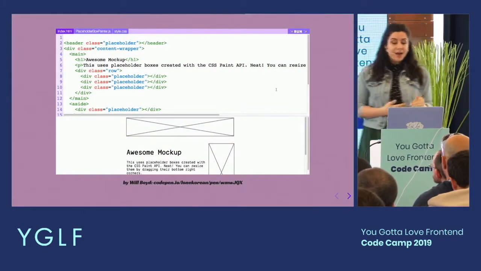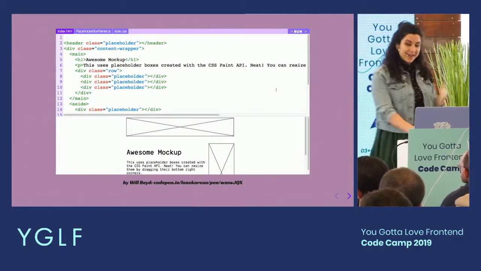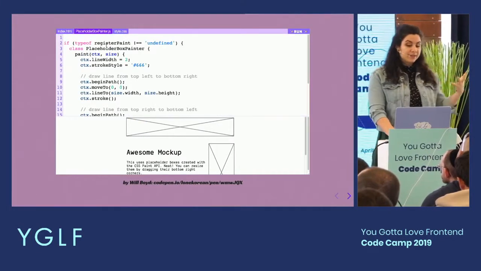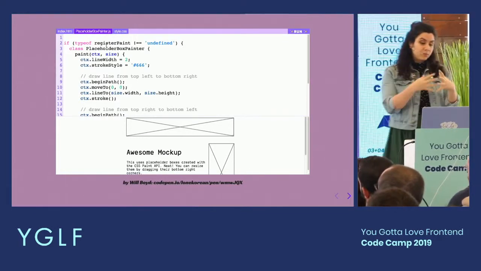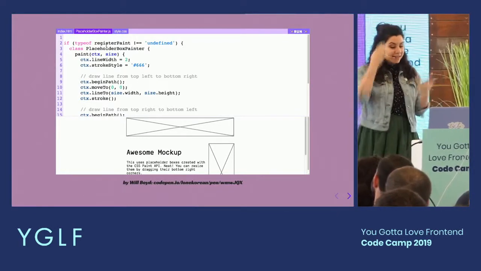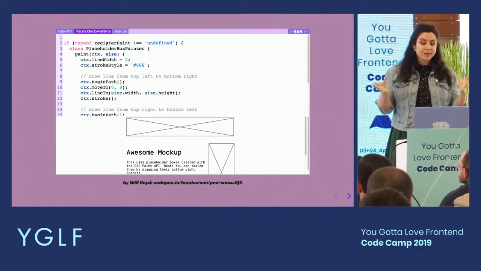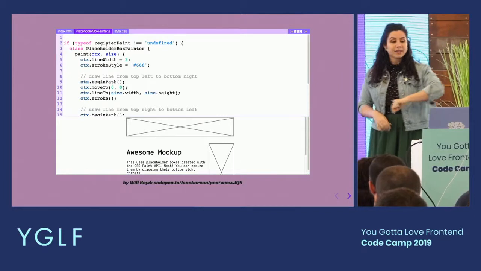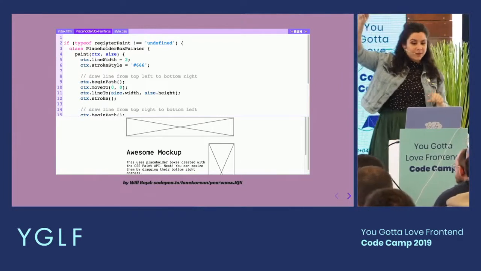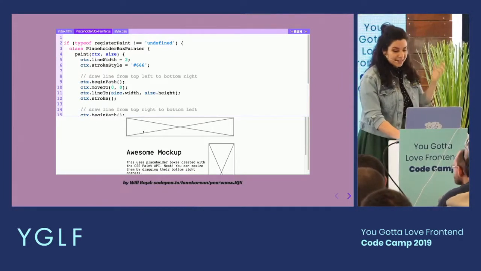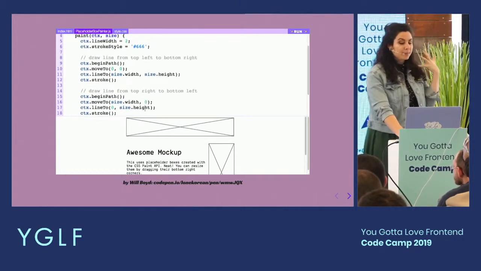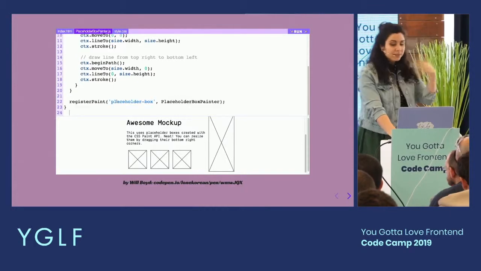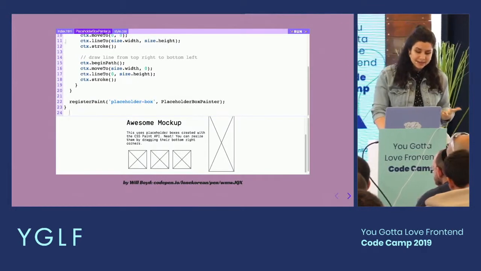So here's an example of using the Paint API, the Paint worklet. We first have to create a worklet to register. And in this example from Will Boyd, he is basically just using Canvas to start from the top left, go to the bottom right, start from the top right and go to the bottom left and create these X's. So we're creating these placeholder paint boxes. And that's what we see in this mock-up. So at the end of this, we register paint.